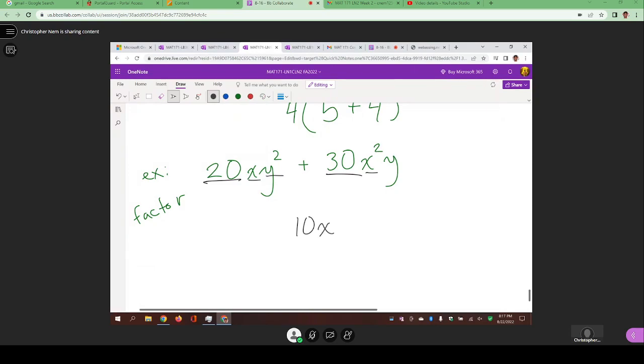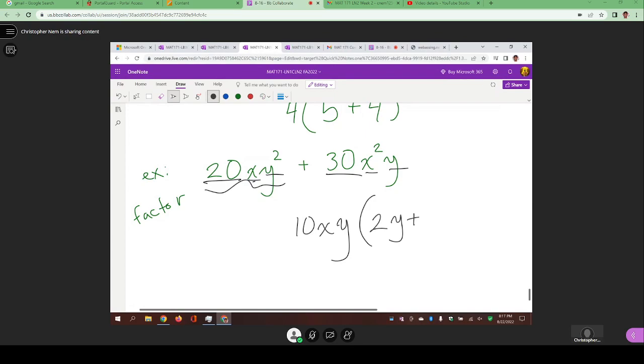Now look at the y terms. Well, this has a single y. This has 2 y's. At most, I can pull out a single y without going into negatives or anything like that. So we got 10xy. Now, this is all going to be multiplied by whatever is remaining. So let's look at the first guy right here. If I divide that entire thing by 10xy, 20 divided by 10, that's going to give me 2. X divided by x, well, that's just 1, so that's gone. Y squared divided by y, that is just a single y. And then keep the plus sign from over here.